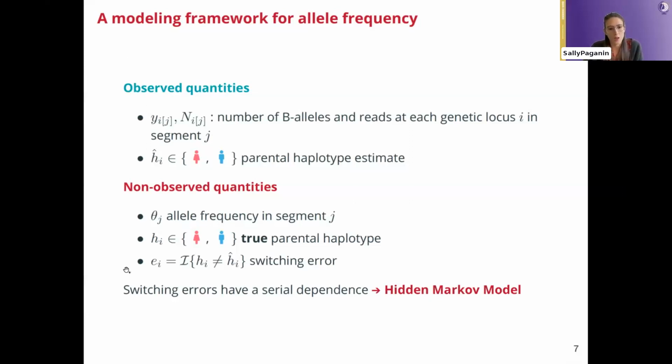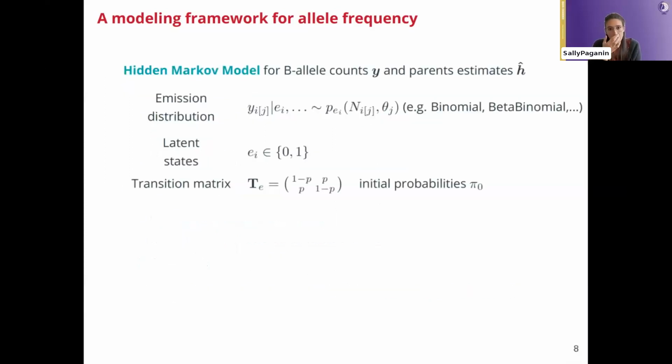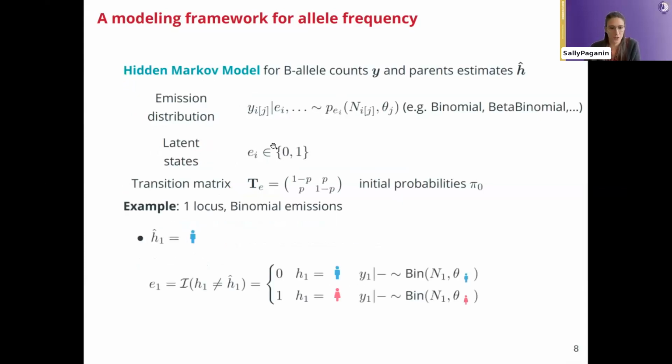Switching errors, we know that those have a serial dependence, so we're going to use a hidden Markov model to model all these quantities. Here, I think that if you've been using hidden Markov models, this scheme should be pretty easy to read, but if you don't know anything about that, I will just use a simple example. When I talk about emission distribution, this is the distribution I'm assuming for the data, and we take into account the number of reads and the number of alleles. It will be indexed by a parameter that we call latent state, previously called switching error, and depending on the value of the switching error, we will have different distributions.